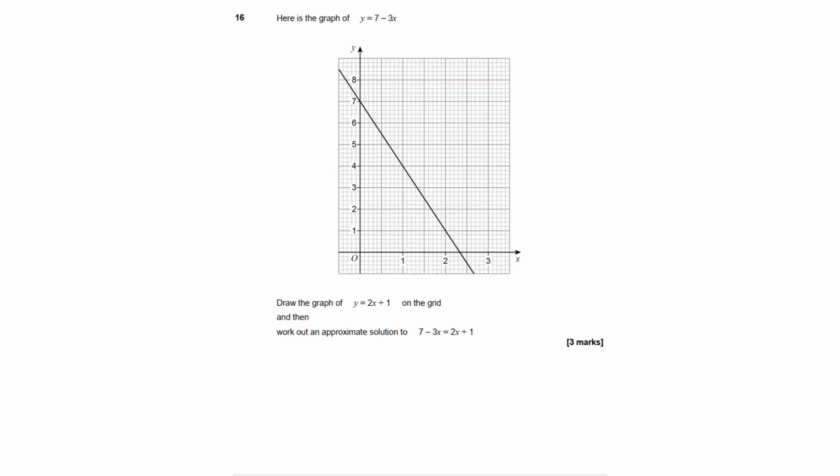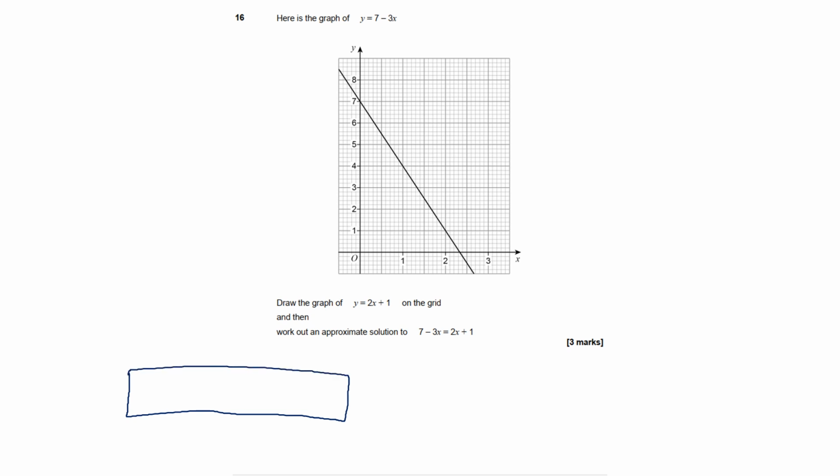So here's the graph of y equals 7 minus 3x, and it wants us to draw the graph of y equals 2x plus 1. So when you've got a graph, you need to mark certain things straight away, and then we can plot some obvious lines. So we've got the y-intercept, which is 1. Again, if you don't understand what a y-intercept is, we can go through that on another video. And in fact, I'll draw a little table of x's and y's here, right at the bottom. This is always helpful to plot things.